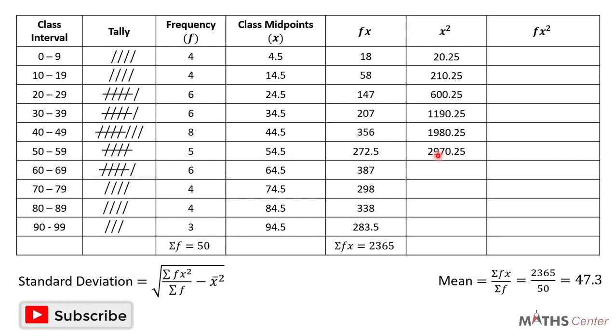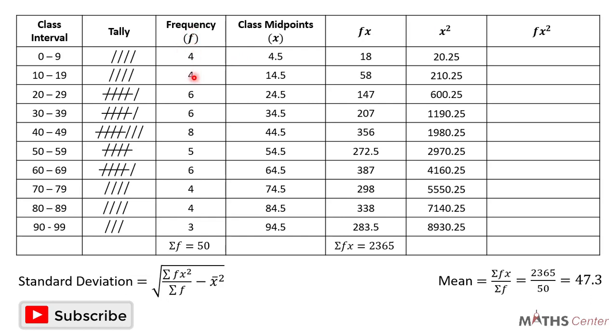54.5 squared is 2970.25. 64.5 squared is 4160.25. 74.5 squared is 5550.25. 84.5 squared is 7140.25. And 94.5 squared is 8930.25.